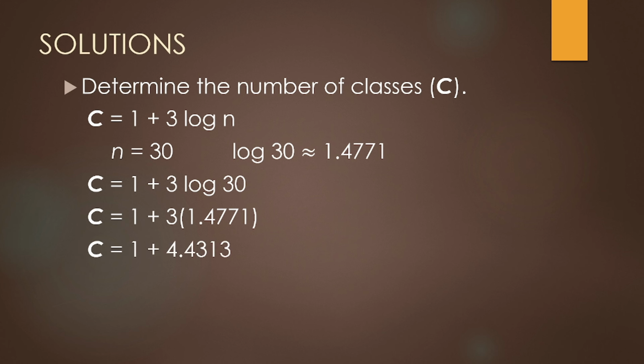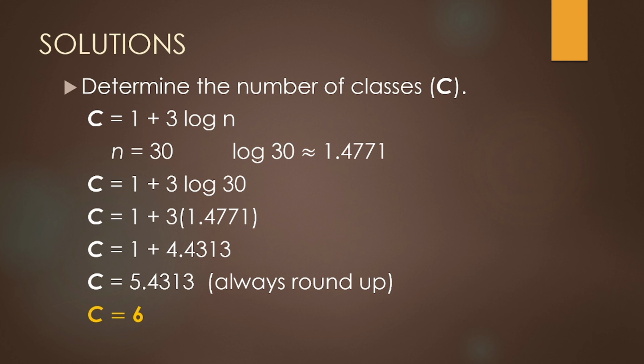We have 4.4313 plus 1 is of course 5.4313. Now, in this case, in this decimal form, we are always going to round up. So 5.4313 is equal to 6. Again, always round up. Even though it's just 5.1, it will still be equal to 6. So the number of classes is equal to 6.